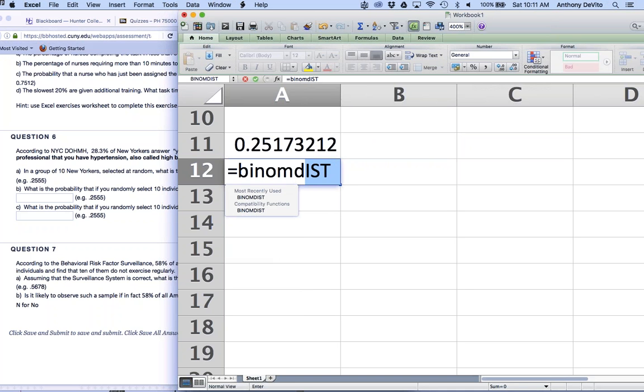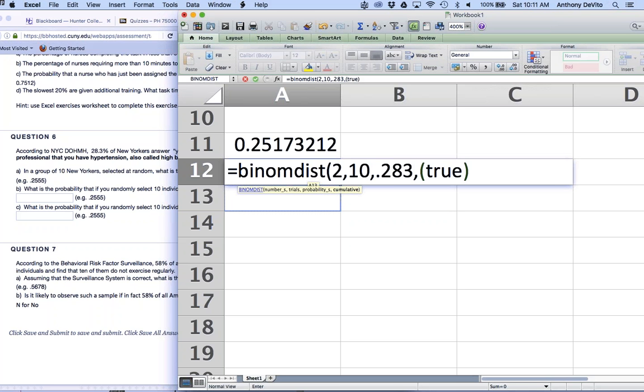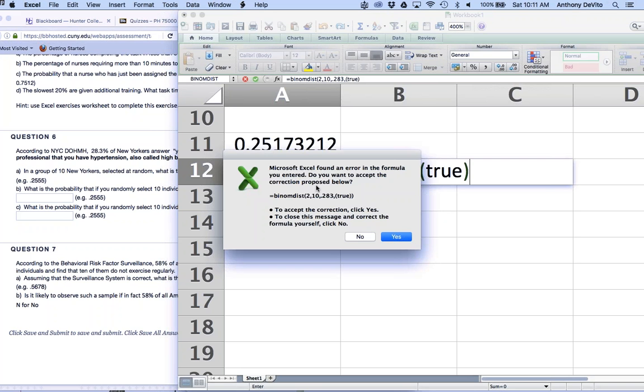If it had been worded differently, and I wanted the probability for 2 or fewer, in other words, a success could have been 1, or a success could have been 0. Well, in that case, I would type in binom dist, and it's the same thing, right? It's 2, number of successes, comma 10, number of trials, 0.283. Except this time, I would say true, and it would give me a probability for not just 2, but all possibilities below it. 2 out of 10, 1 out of 10, 0 out of 10. Obviously, a lot more likely.